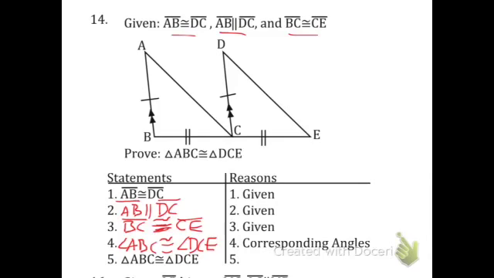And once you have that, you're looking at side, angle, side, side, angle, side. So we know these triangles are congruent by side, angle, side.